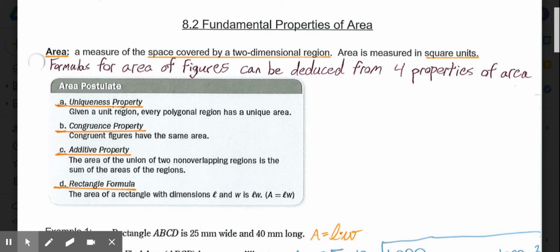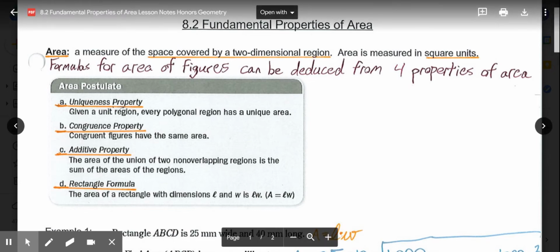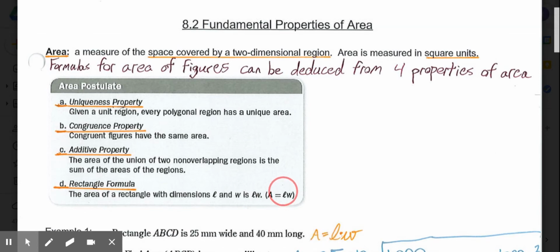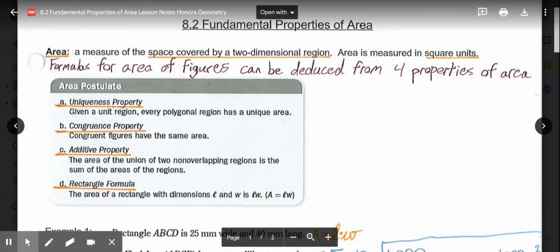the area of their union would just be adding their two areas together. And then finally, we get the idea of the basic rectangle formula, which states the area of a rectangle with the dimensions L and W is L times W, or LW. So area of a rectangle, we always think of that as length times width. So these are the four pieces that make up our area postulate.